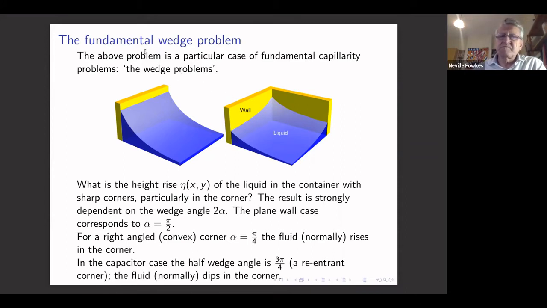The fundamental problem arising here is called the wedge problem. Now, this is a wedge. This is a corner, and you see this is a container. And there's liquid there, and there's the wall there, and there's a corner in this container.